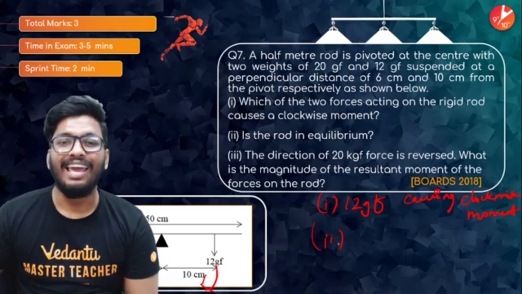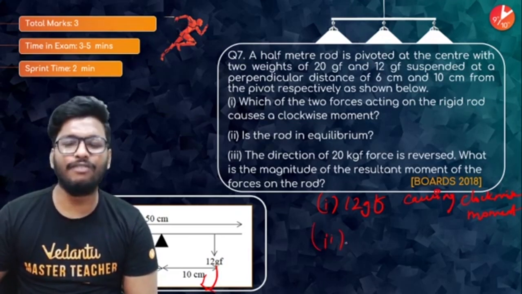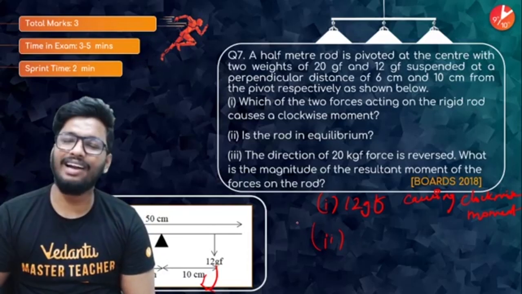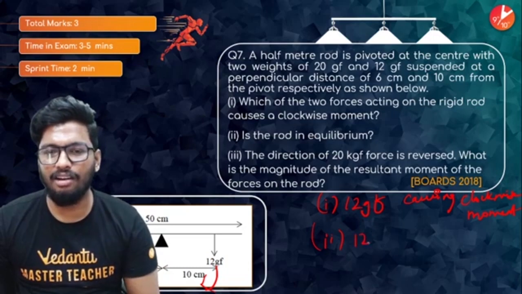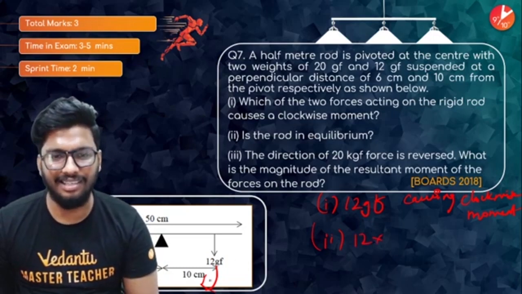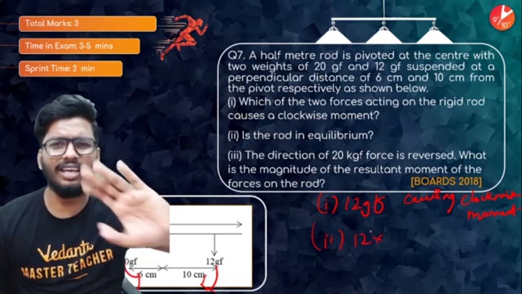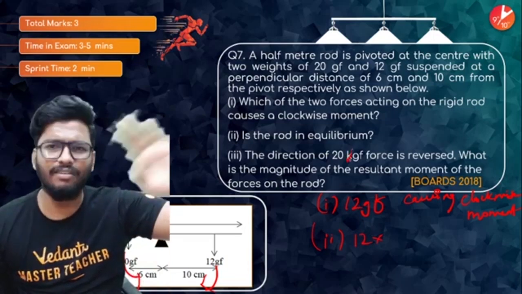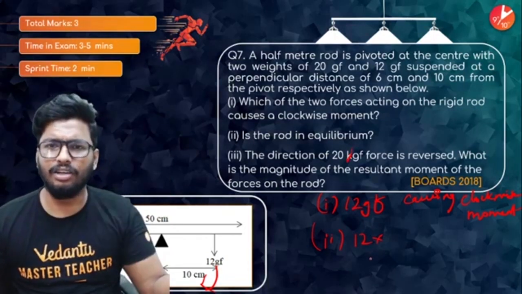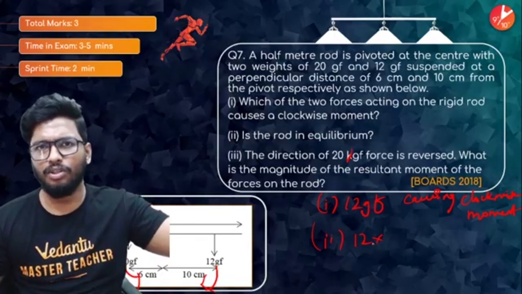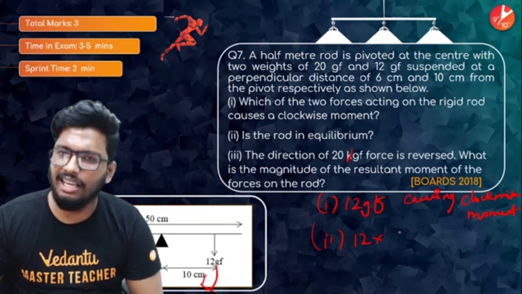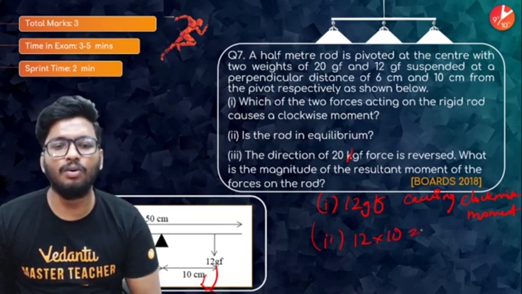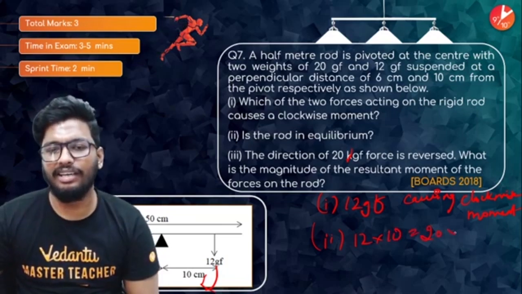Second part of the question: is the rod in equilibrium? How will we find that out? Clockwise moment should be equal to anti-clockwise moment. So the clockwise moment is 12 into the perpendicular distance, nothing but 10 centimeter. If you want to keep it in centimeter, it's perfectly fine. There's no need to convert, because they have not given it in newton meter. They've taken it in gram force, so you can just leave it like that. So it'll be 12 into 10 is equal to the anti-clockwise moment, which is 20 into 6.